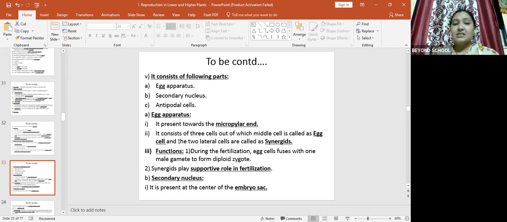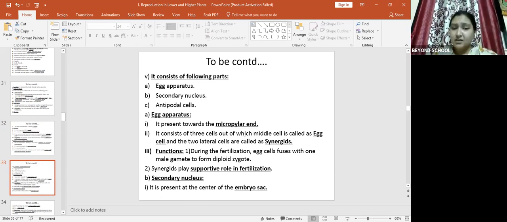In the middle, if you will see, there is a presence of synergids, and this synergid is surrounded by two cells, which we call the egg cell. Therefore, what is the function of this egg apparatus? The function of this egg apparatus is that, during fertilization, this egg cell fuses with one male gamete.